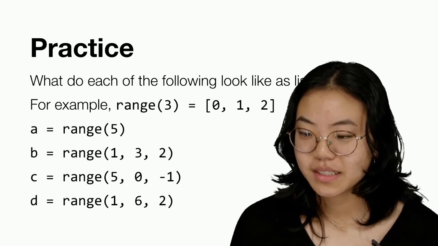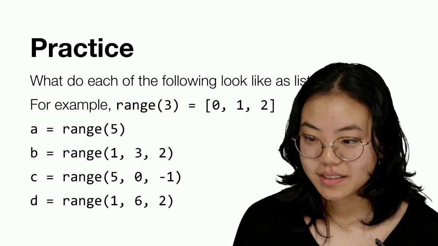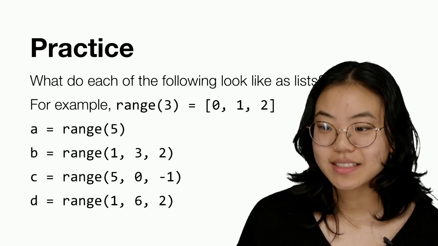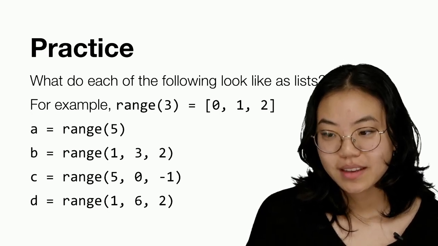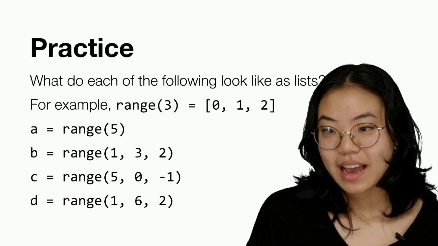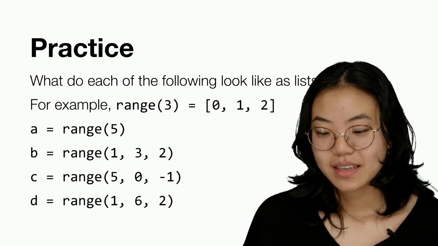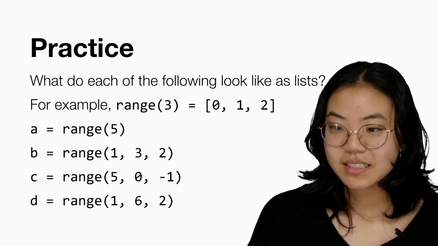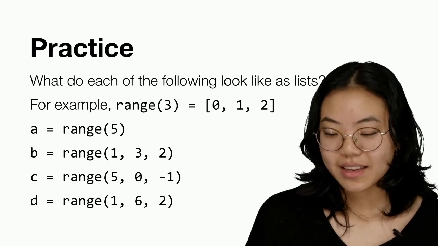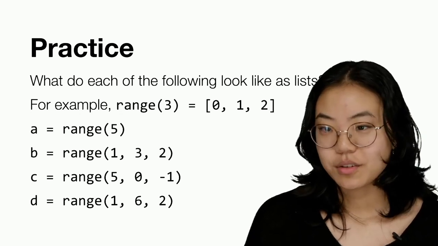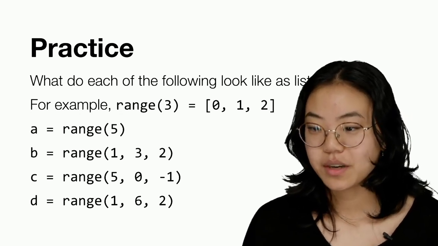Someone put for A, that will be 0, 1, 2, 3, 4. Exactly. So we're starting at 0 and then ending at 5 exclusive, so up to 5. And since we didn't specify that start value and the increment, those are by default 0 and 1. So we're incrementing by 1 each time.